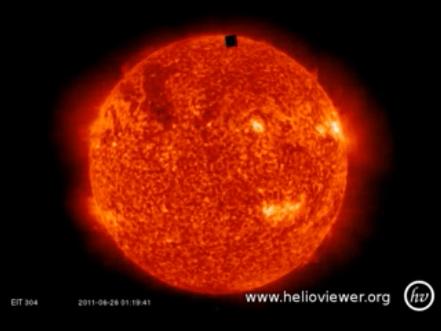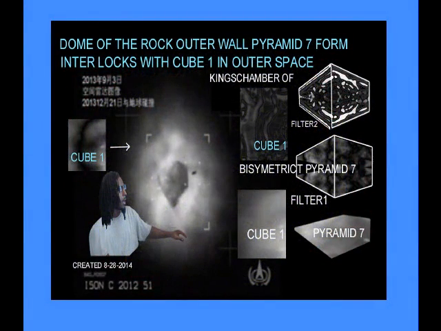Now, when you draw an octagon within a square on a blank sheet of paper and draw a line from each corner of the square into the center of the Dome of the Rock roof, you've just enclosed the Dome of the Rock within a huge pyramid. So this seems to be the chief focus of the doorway into the Dome of the Rock.